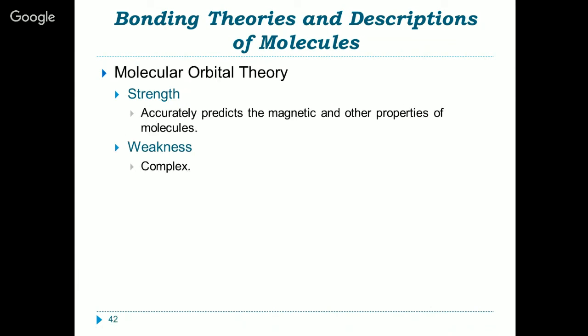Now, the weakness is it fails to predict some important properties such as magnetism, which then we got into molecular orbital theory. So the strength is it accurately predicts the magnetic and other properties of molecules. So bond order, bond length, bond strength, things like that, molecular orbital theory does a really good job of. But the weakness of this is it is very complex. It's confusing. It's somewhat difficult to use those diagrams. But if we take all of these theories and put them together, we get a nice understanding of how it is that atoms can come together and share electrons. How do we see the shapes that we see, the bond angles, the lengths, the strengths, and other properties like magnetism.